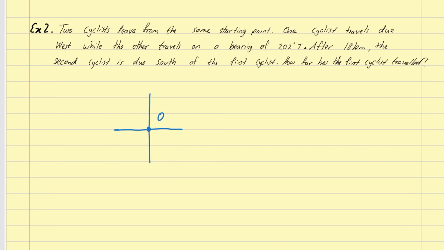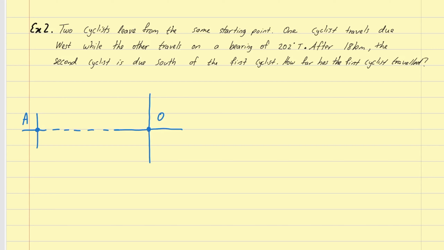Okay, so it says one cyclist travels due west. They start off at the same point. One of them is going this way, due west. And let's say he just stops right up until there. So let's call this guy, the first cyclist, A, while the other travels on a bearing of 202 degrees. Now, where is that 202 degrees from? That's from the starting point.